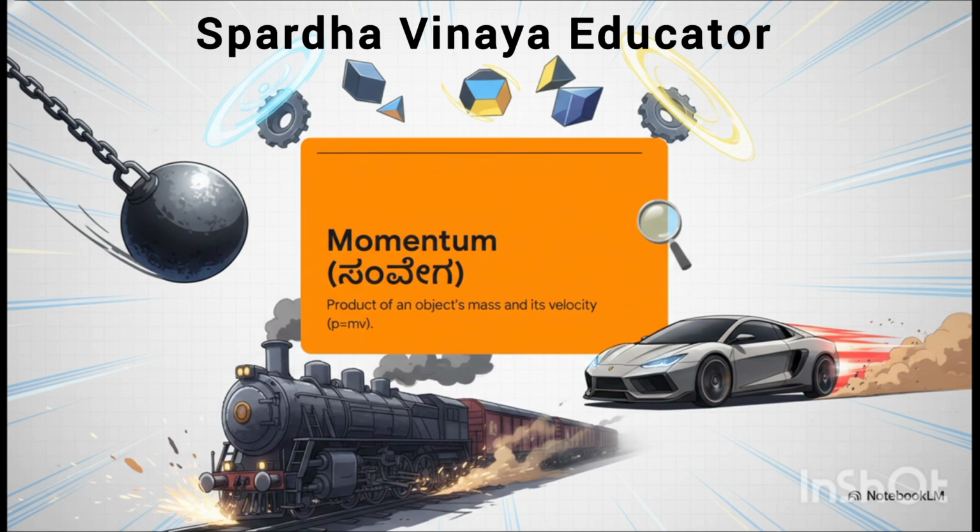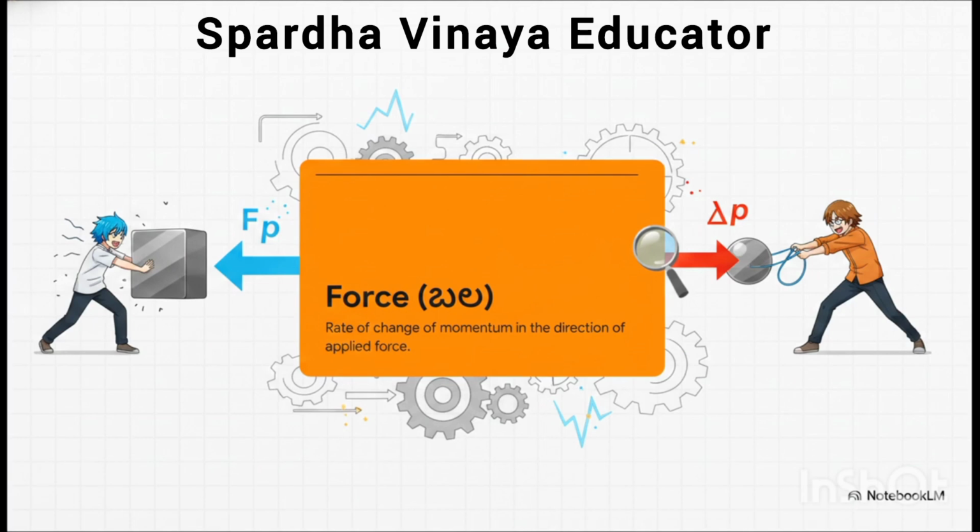And it makes sense, right? The heavier it is, and the faster it's zooming along, the more momentum it packs. But here's the big question. How do we actually change that momentum? Well, we use force, or in Kannada, bala.